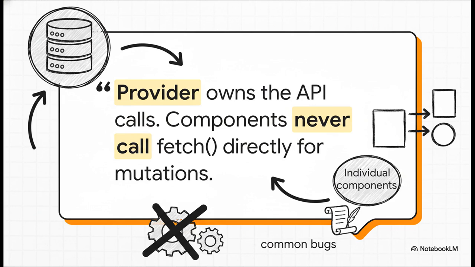This quote from the project's documentation really reveals the smart thinking behind the new architecture. Think of it like a library. Instead of letting every component run around and pull books off the shelves themselves, which would be chaos, there's a central librarian, the provider, that handles all the requests. It's a simple rule, but it prevents a ton of common bugs and keeps everything nice and organized.